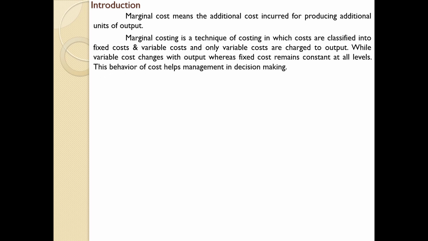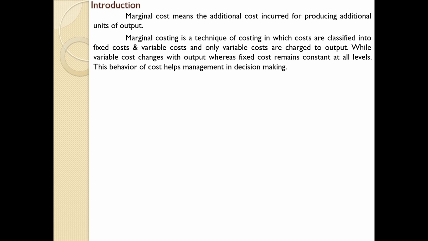The method or technique for identifying and controlling marginal cost is known as marginal costing. So marginal costing is a technique of costing in which costs are classified into fixed cost and variable cost, and only variable costs are charged to the operations or processes, as I have mentioned earlier. Under this technique, cost of production includes only variable costs, because fixed costs are charged against the profit of the period in which they arise, and fixed cost remains constant. So let us leave fixed cost.